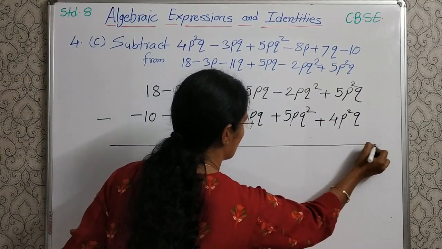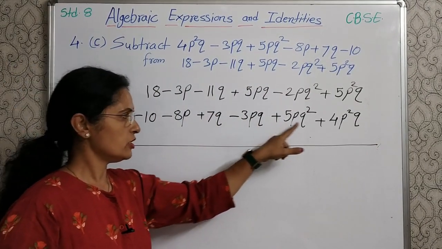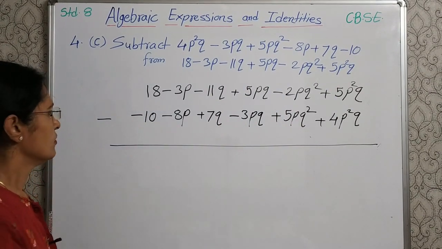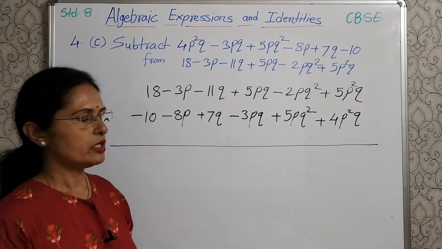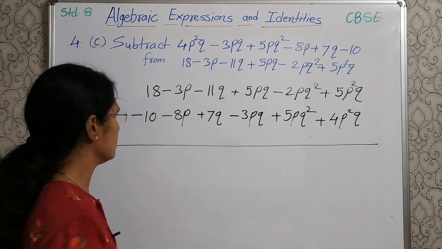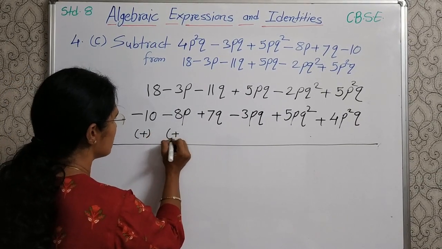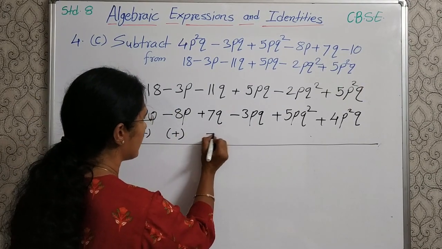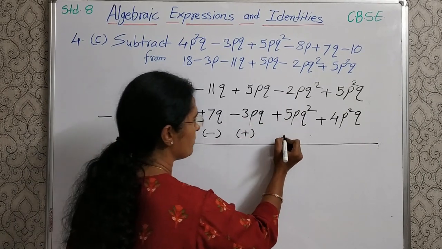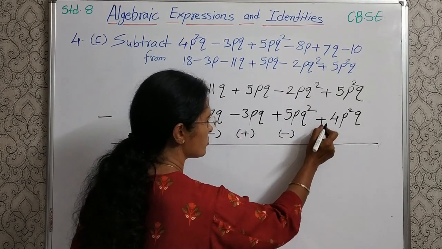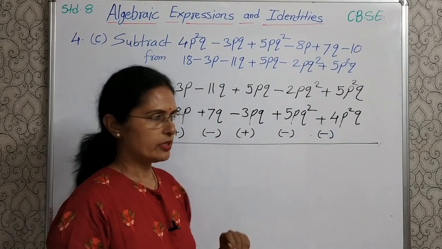And now for the subtraction we will change the sign of each and every term from this expression, because subtracting any term means adding the opposite of that term. So minus 10 will become plus 10. Minus 8p will become plus 8p. Plus 7q will be minus 7q. Minus 3pq will be plus 3pq. Plus 5pq square will be minus 5pq square, and plus 4p square q will become minus 4p square q.